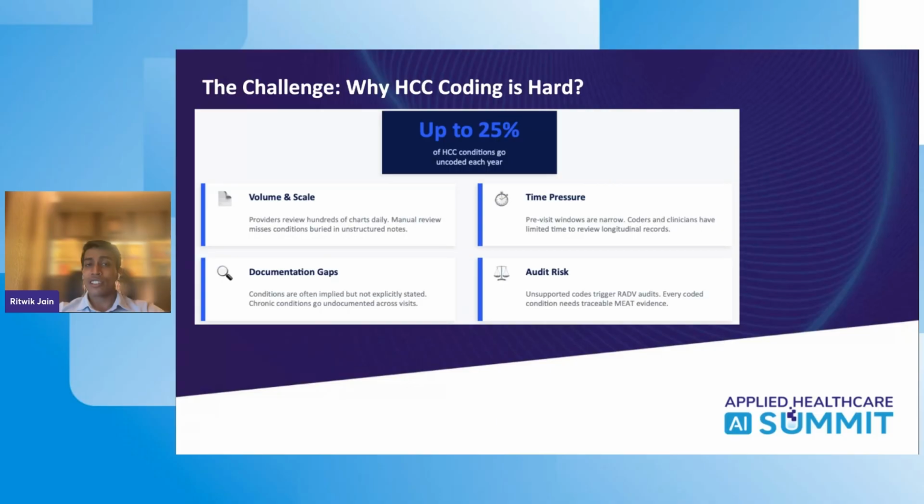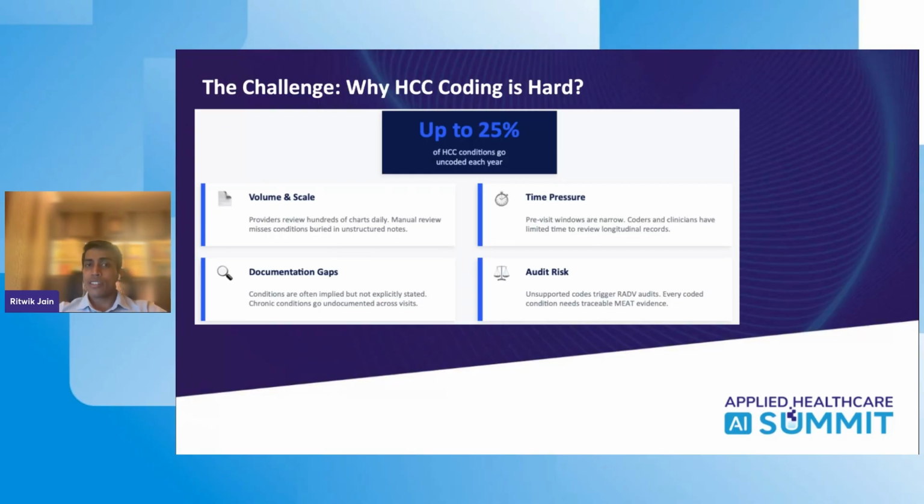Then the third challenge is documentation gaps. So this one is subtle but critically important. Conditions are often implied in the chart but never explicitly stated. A physician might note that a patient's blood sugar is elevated, or they have peripheral neuropathy, but never connect those dots to a diabetes diagnosis in the documentation. So chronic conditions go undocumented visit after visit, every year. And if it's not documented for risk adjustment purposes, it doesn't exist.